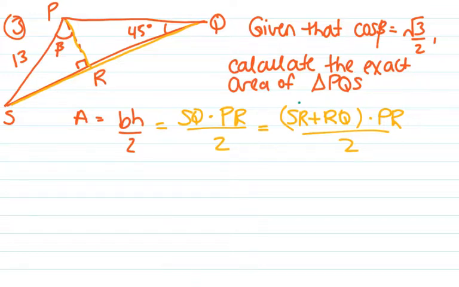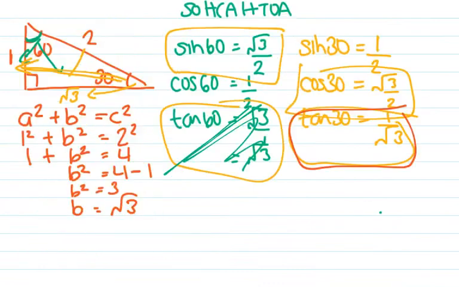So I need SR, RQ, and PR. Right? So I'm going to just work one at a time to try to calculate those. I know they told me in the question here that cos beta equals root 3 over 2. So now I can calculate what beta equals. If I go back to my special triangles, I need to find cos something that equals root 3 over 2. So here I have cos 30 equals root 3 over 2. So then that tells me that angle beta equals 30 degrees.